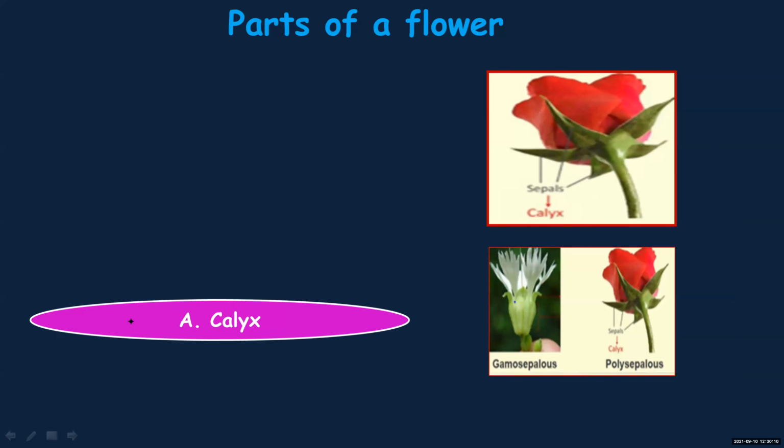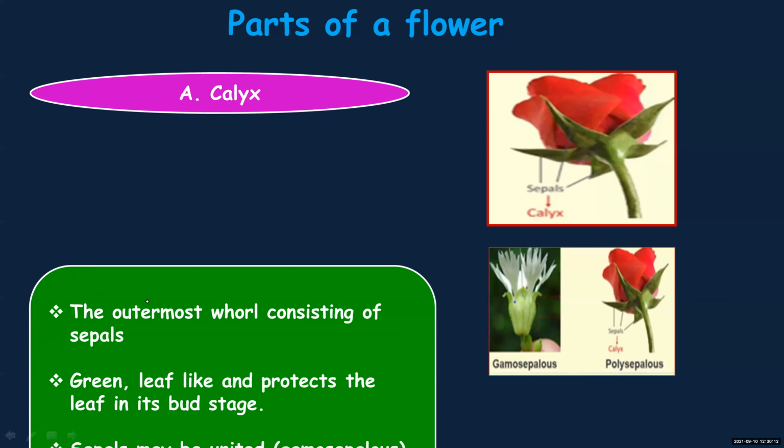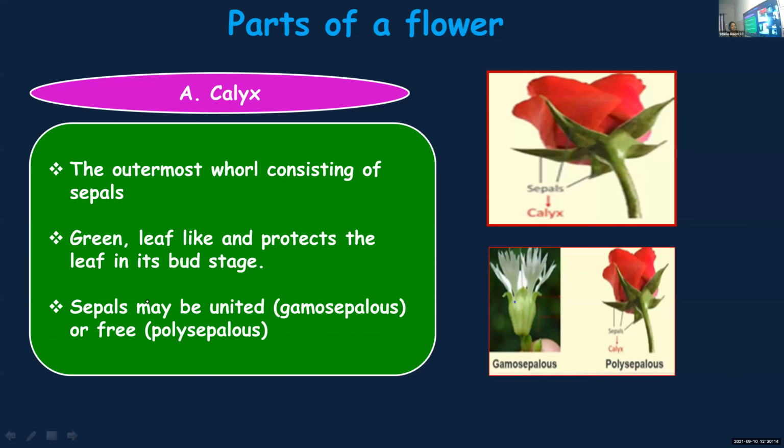We'll start with the first one, calyx. The outermost whorl, that is the outermost layer, is made up of sepals. And sepals, here it is shown in the picture. Hope you can see it. See, these are the sepals.